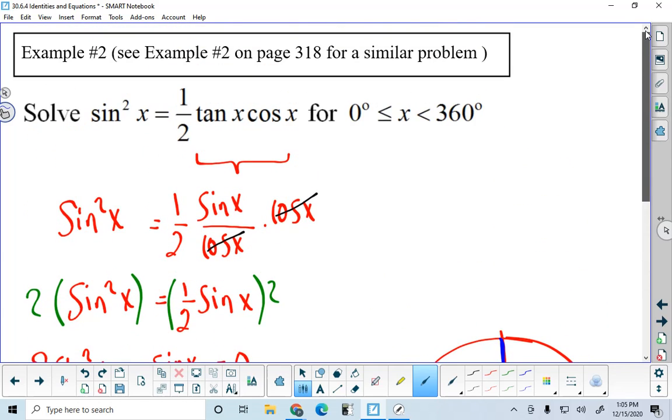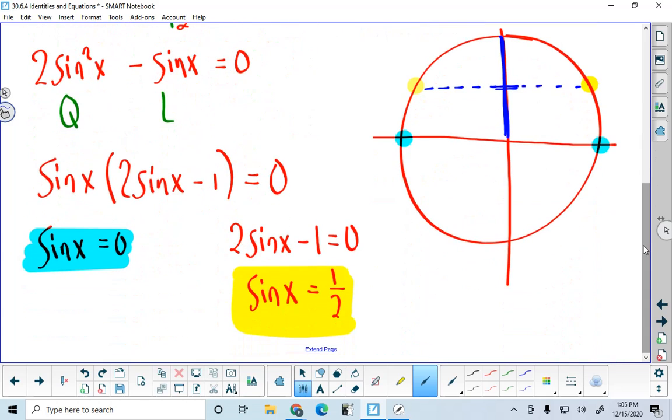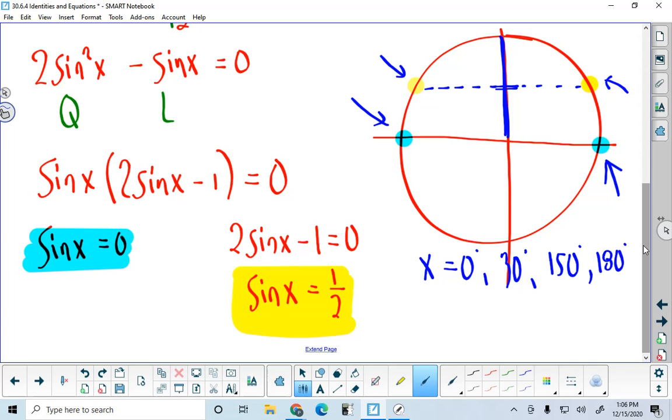And it says 0 to 360, and we can include 0. So starting with this point, we can say that x is 0. We get now to this point, we can say it's 30 degrees. I guess we want answers in degrees. We get to this point, it's 150 degrees. We get to this point, it's 180 degrees. We get back to this point and say it's 360, but 360 is not in the domain.